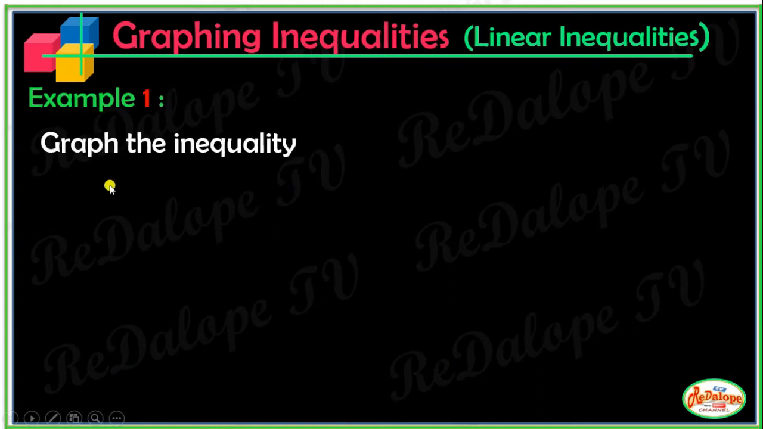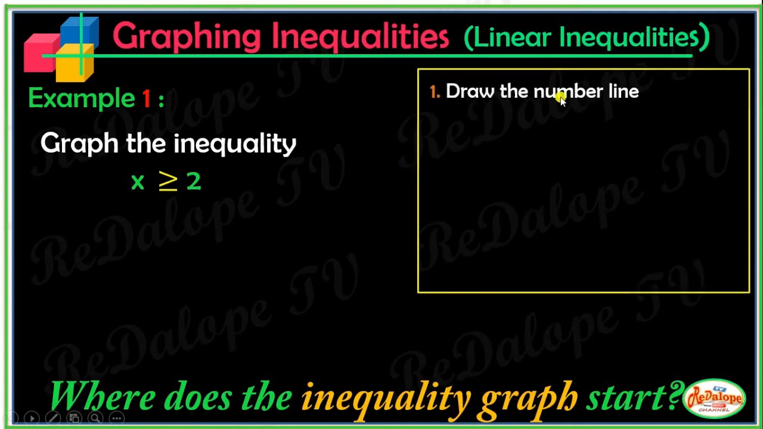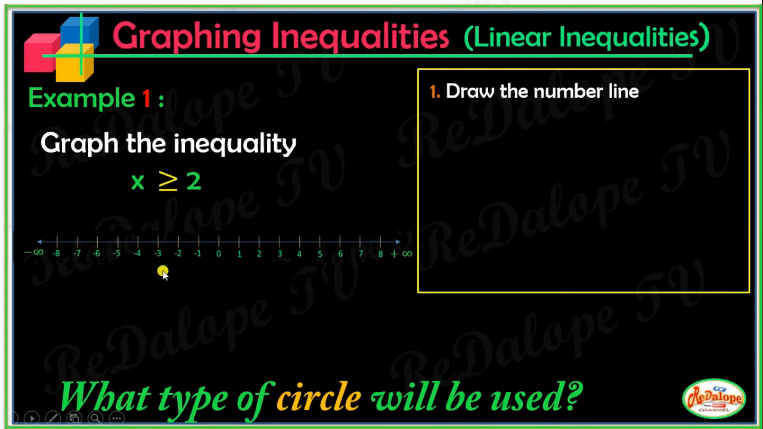So we have here example number 1. We are going to graph the inequality on a number line. Say the given inequality is x greater than or equal to 2. So the first thing we have is, where does the inequality graph start? So what we will do first is, we're going to draw the number line. So we have the number line here ranging from 0 to positive infinity and 0 to negative infinity.